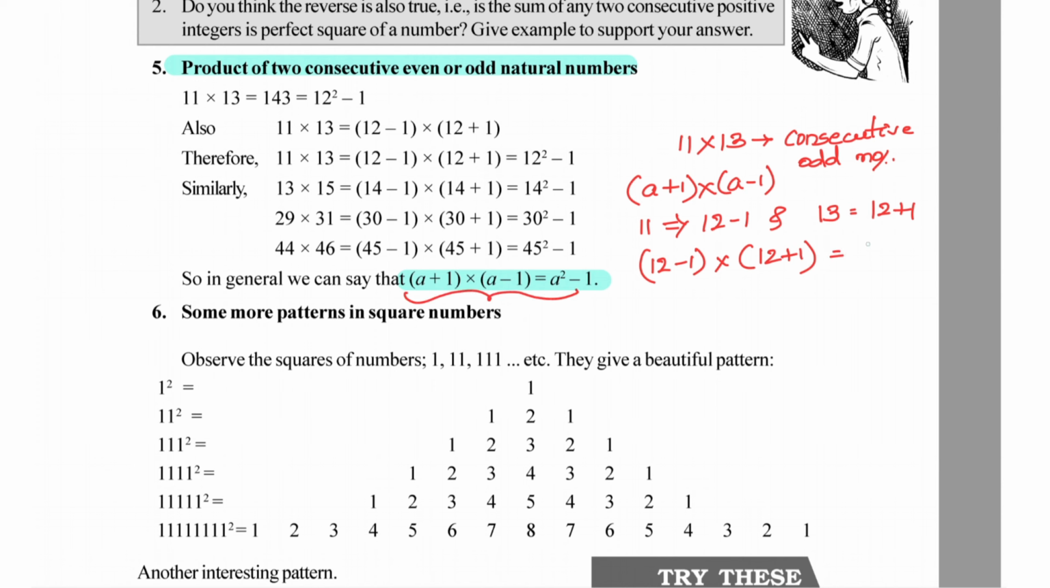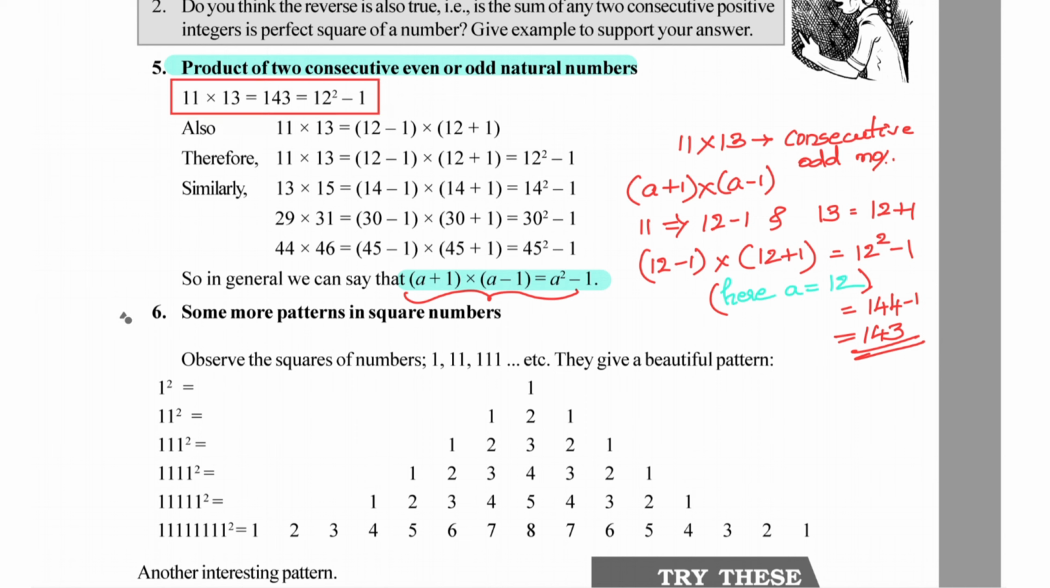So I can write this as a square minus 1. A is nothing but 12 here. So it is 12 square minus 1. So I'll write it here. So here we have a as 12. Now 12 square is 144, minus 1 is 143. So we find the product as 143. So what we have found is true, right? It is 11 into 13, that's 143.